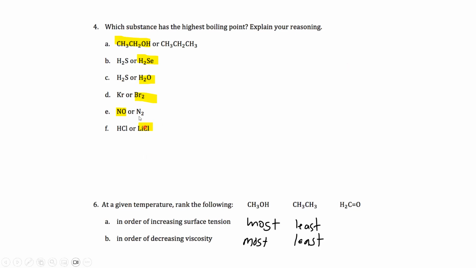And then with the final one, lithium chloride is going to be ionic, since we've got a metal with a non-metal, but then the HCl is going to be just a covalent substance. So we'll see the ionic compound is going to have a much, much higher boiling point.